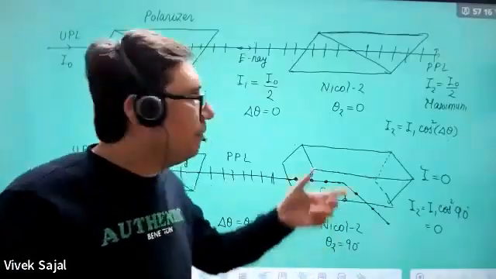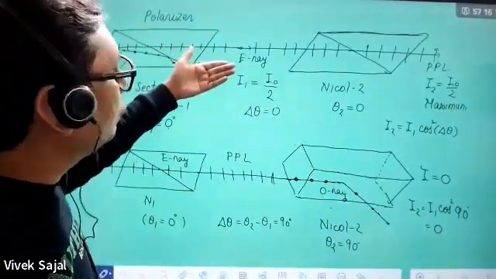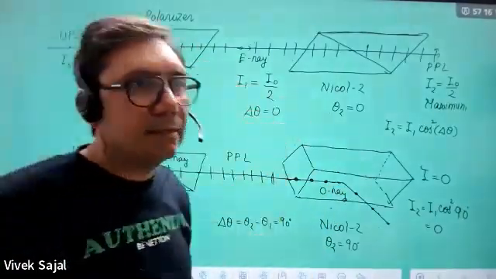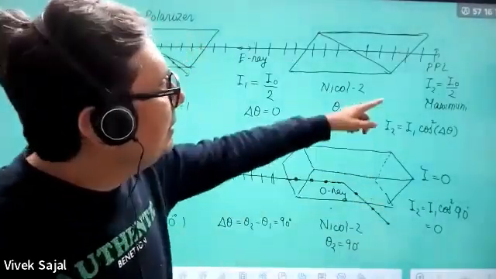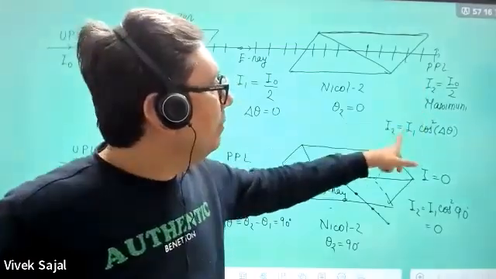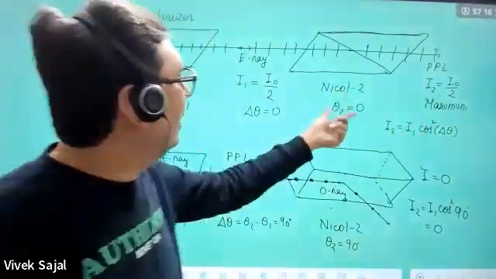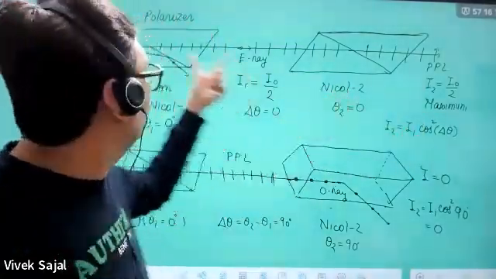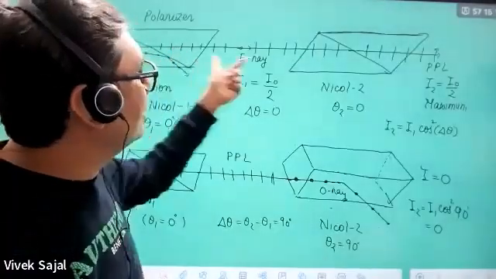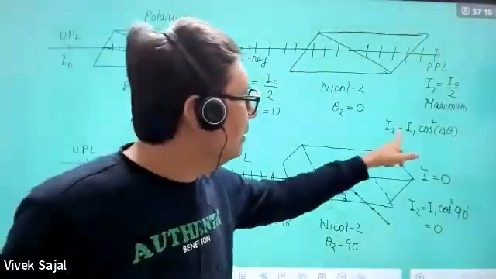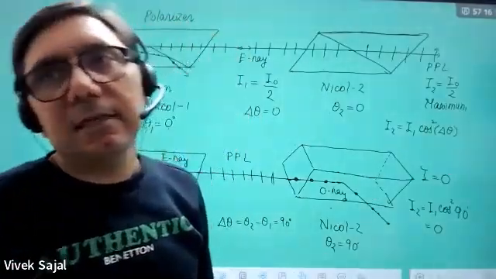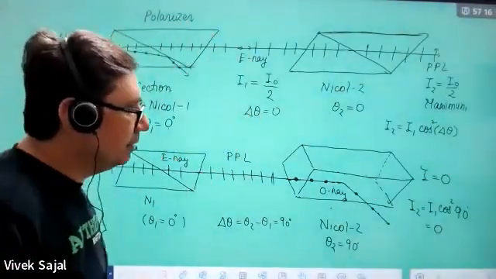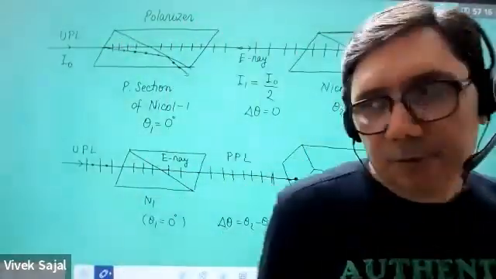Other than this, if the angle between the two principal sections is theta, say 30 degree, 40 degree, 60 degree, then the intensity I2 will be I1 cos square theta. Suppose the angle between the principal section of this and this is 30 degree, then this will be I1 cos square 30 degree. Okay, sir.